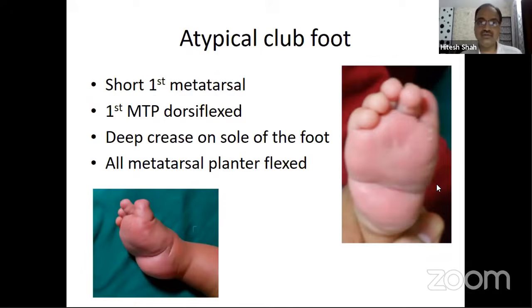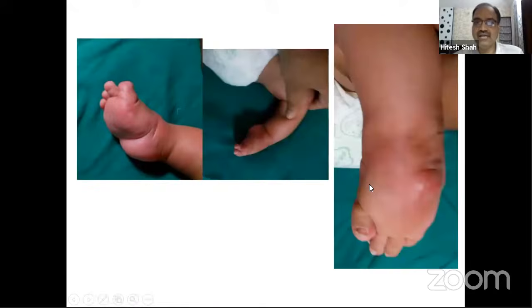It is related to the deformity of the forefoot at the tarso-metatarsal joint. Those deformities we need to correct by lifting the first metatarsal and fifth metatarsal and get rid of the deep crease on the plantar aspect. Then only will we be able to correct it.